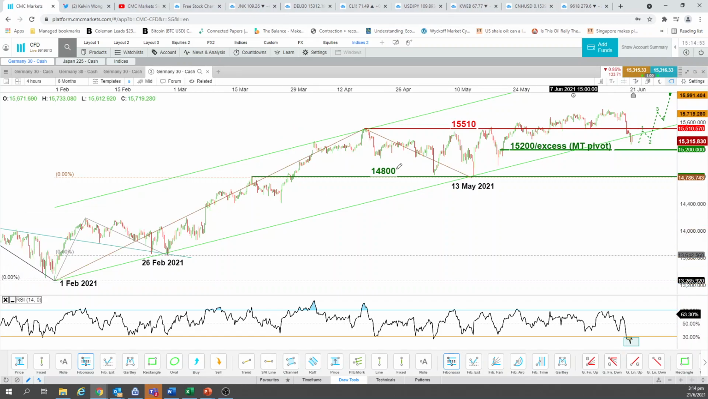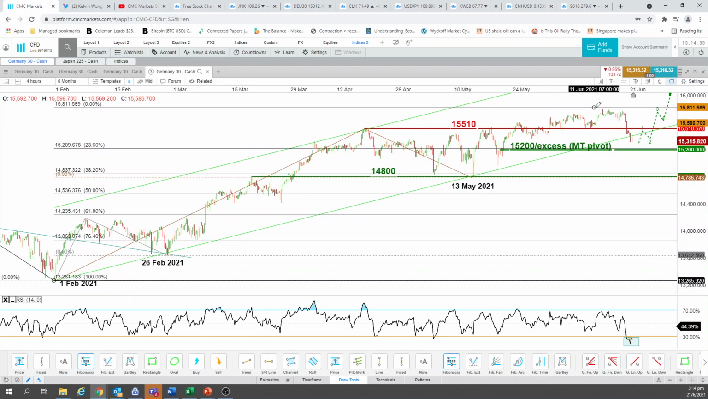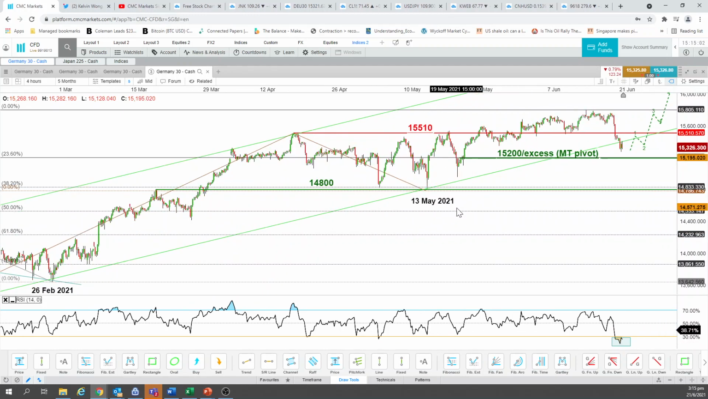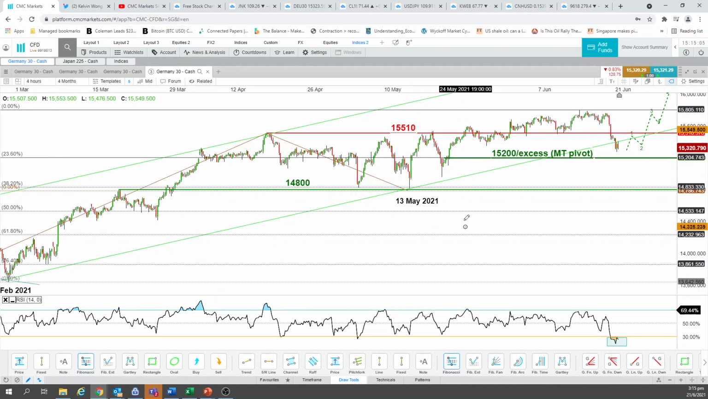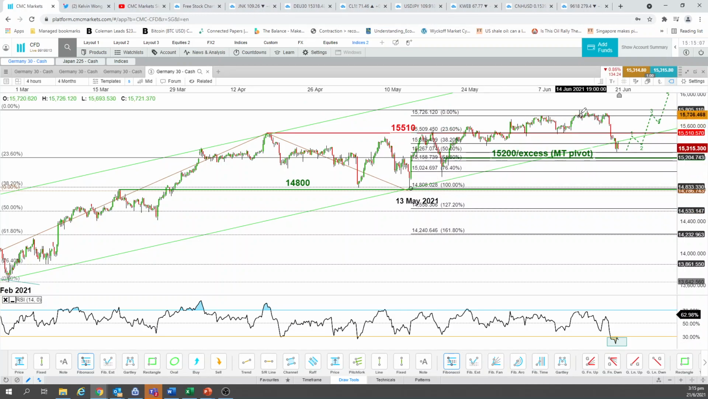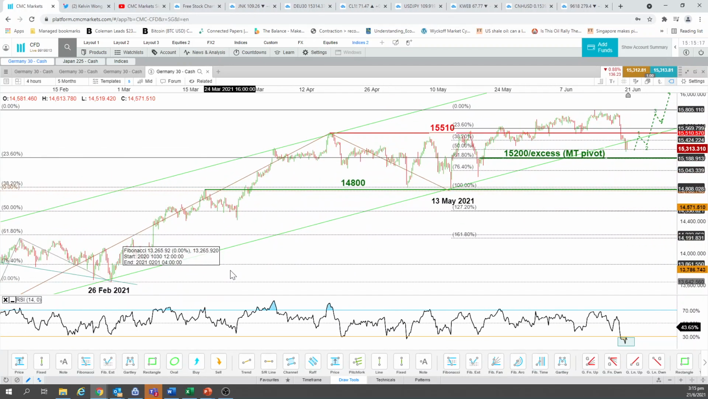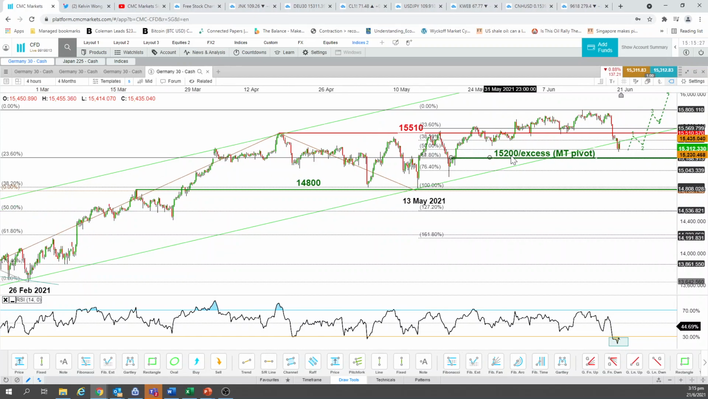push it up here to the high, it is at 23%. Then if we take it from the 13th of May low, you are able to see a confluence at the 61.8%, whereas taken from the low of 1st of Feb it is at 23.6%. So there is a confluence of a Fibo retracement cluster level coming in at this 15,200 mark. So I will tolerate the excess to 15,200.